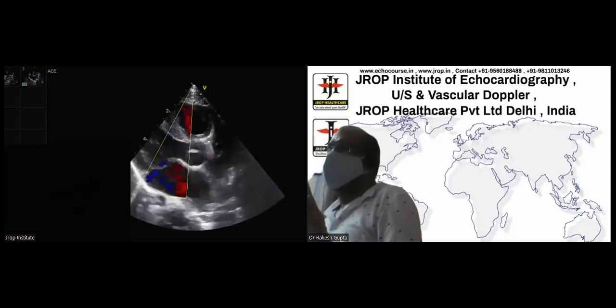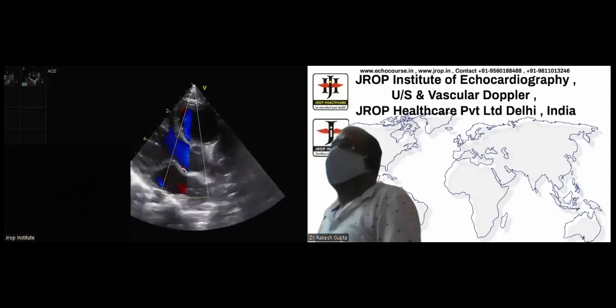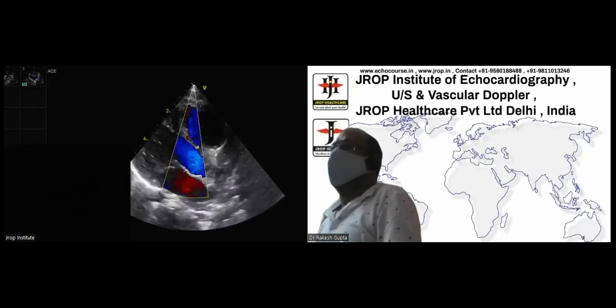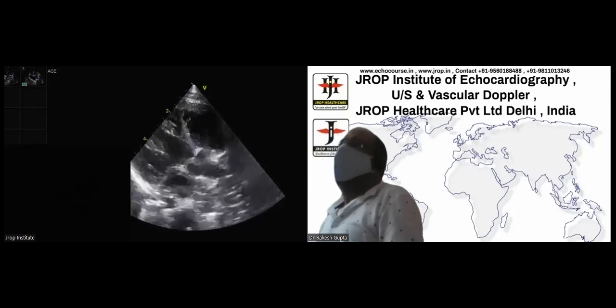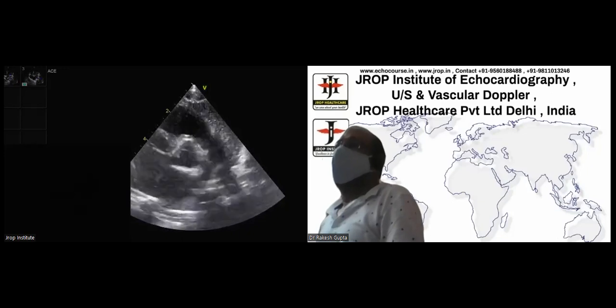Could see some amount of mitral regurgitation. This is not rheumatic, only a 7-month-old child. There is no AR. So fair chances of subpulmonic VSD is out.